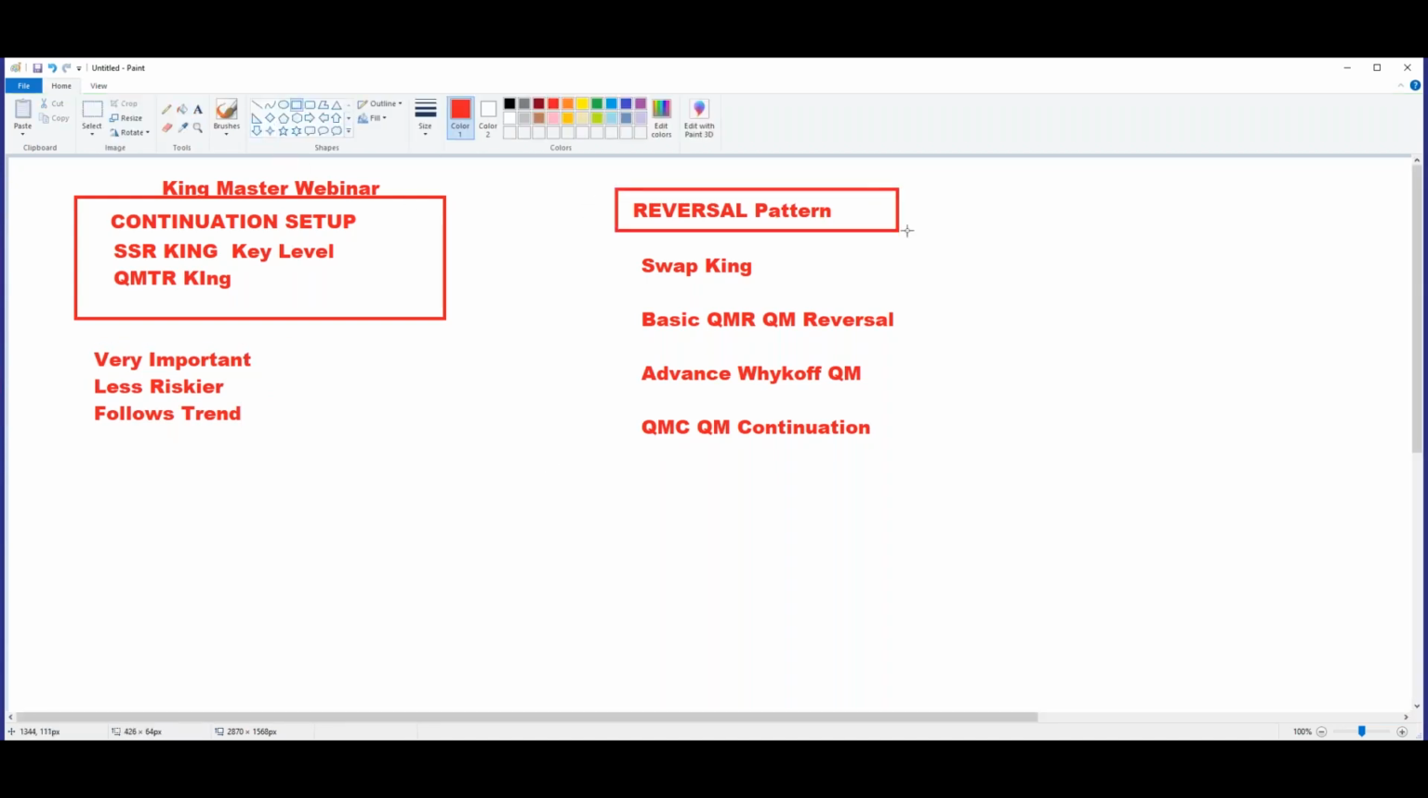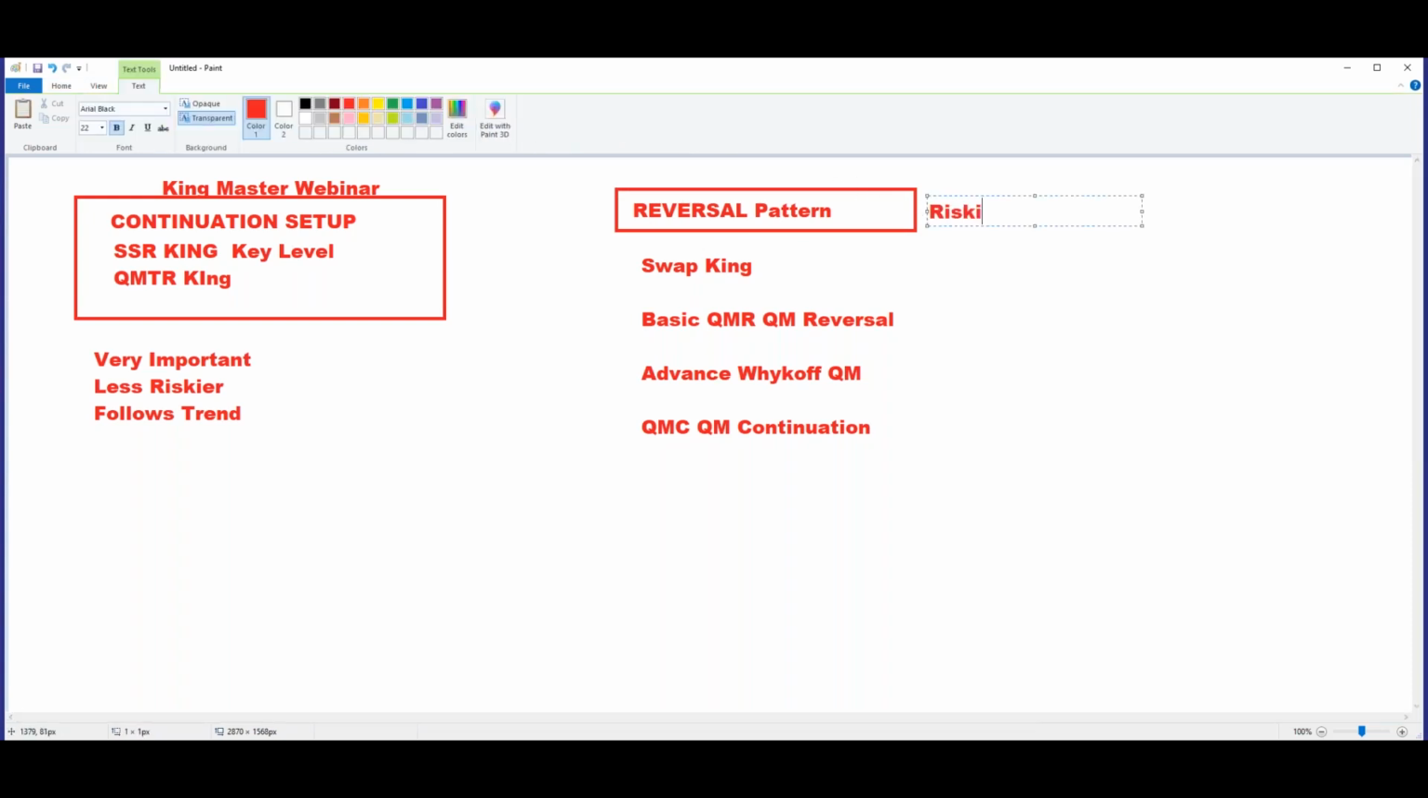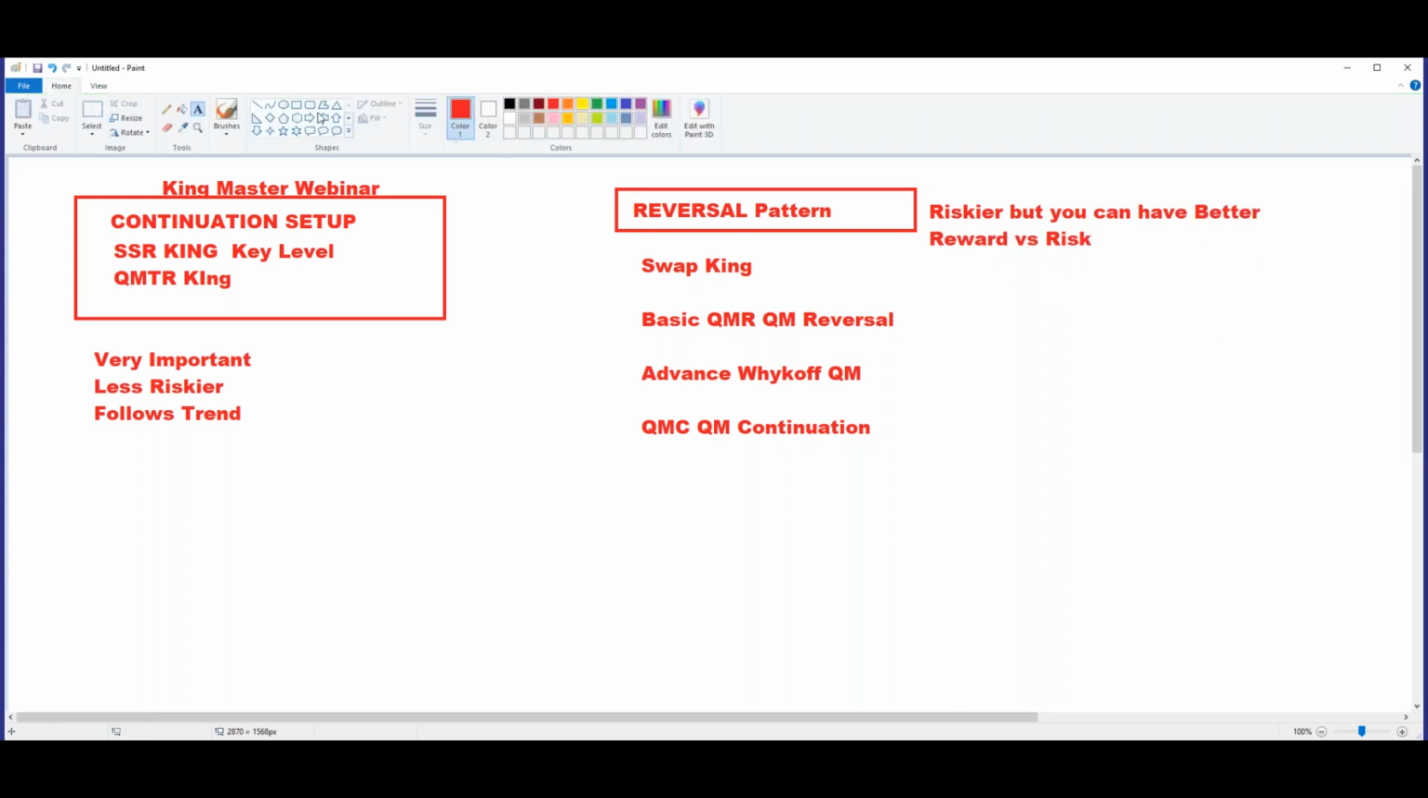What we will learn today, the reversal pattern, is a little bit riskier, but you can have a better reward versus risk, because the reward is very, very big. It is very big, but it is riskier. So you guys get it or not? Okay.